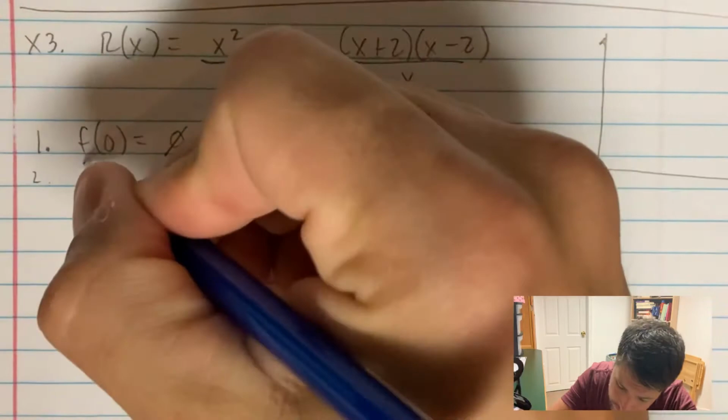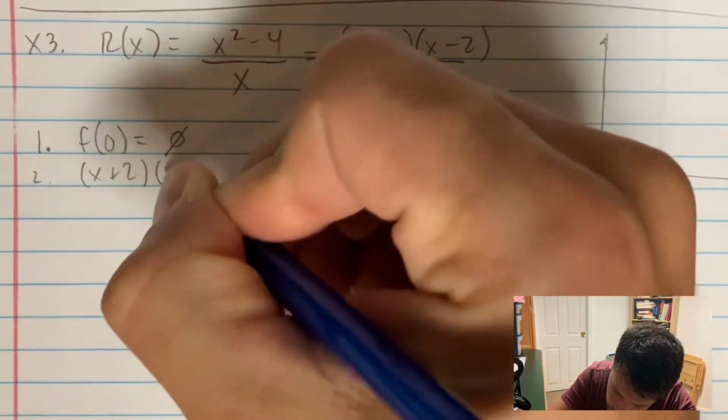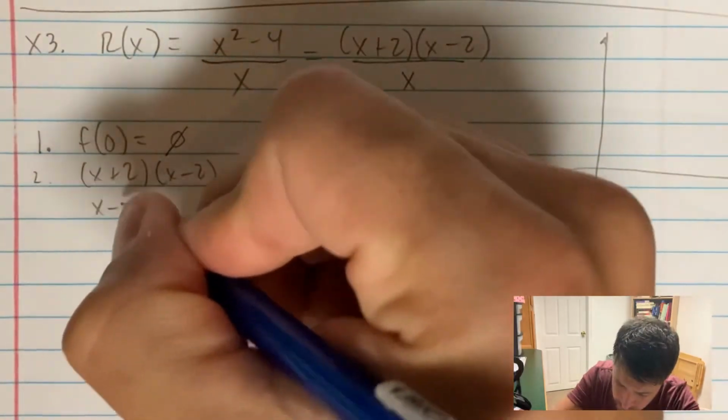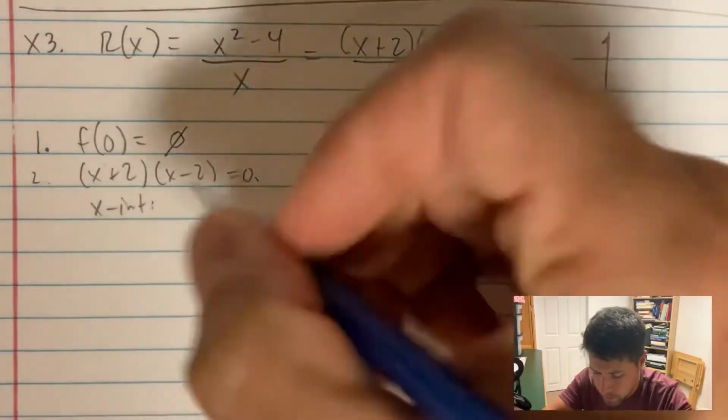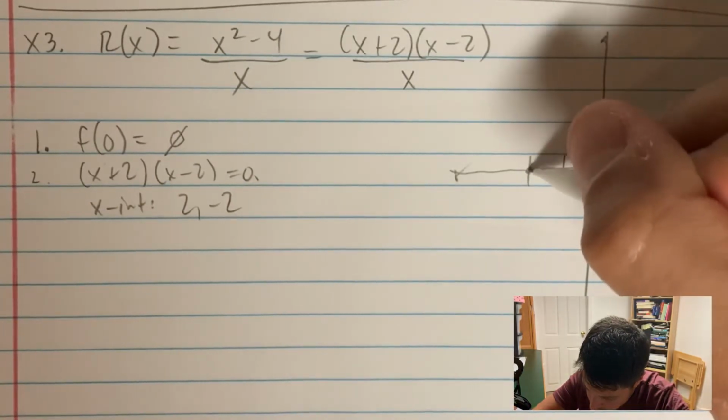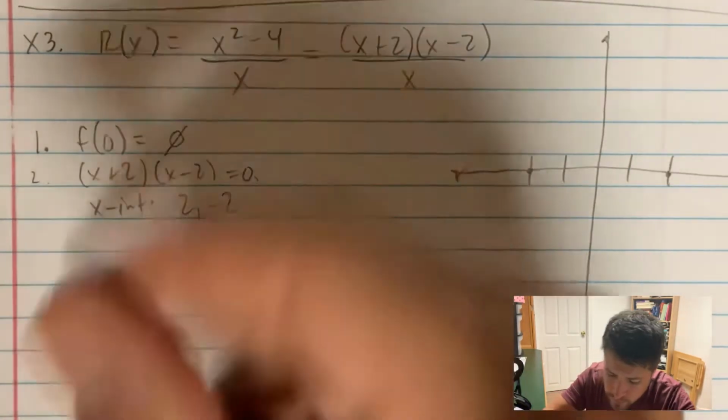But I want to set the top, which I already have factored, as x plus 2, x minus 2 equal to 0, to find the x-intercepts. So my x-intercepts are going to be found at 2 and -2. So we can go ahead and plot these points. So there's -2, there's +2.